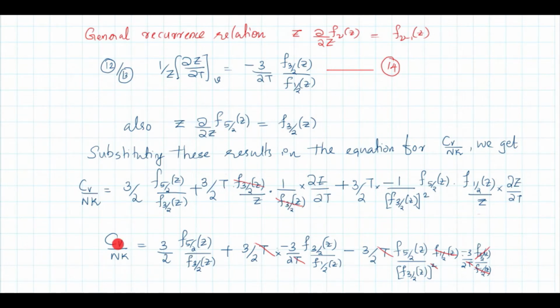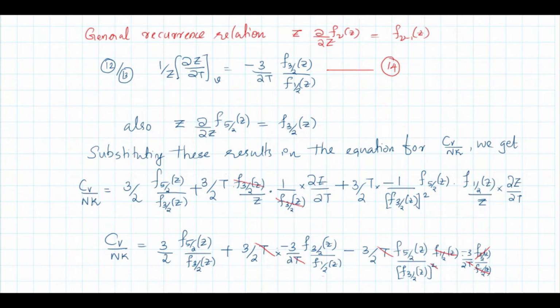And you will get Cv by Nk equal to 3/2 f5/2 by f3/2 plus 3/2T into 1 by z ∂z/∂T. Here you have this relation. Substitute that: minus 3/2T f3/2 by f1/2, and this becomes minus 3/2T into f5/2 is here, f3/2 square, and f1/2 is here.